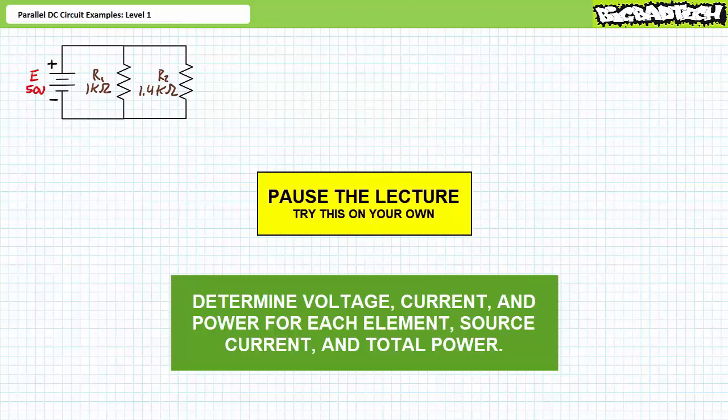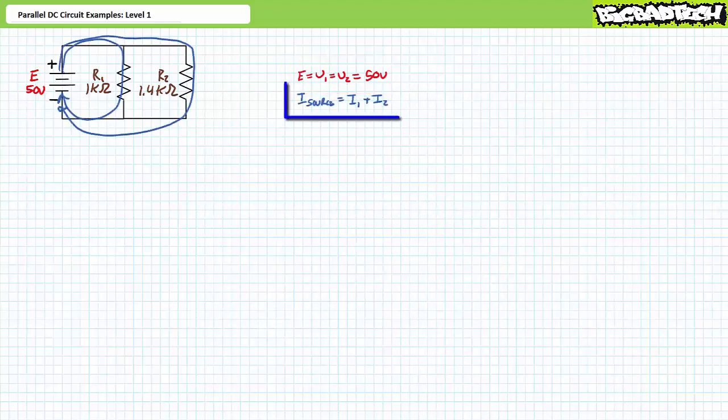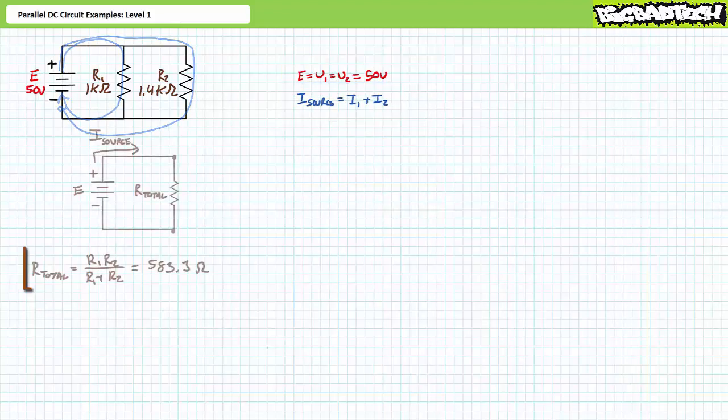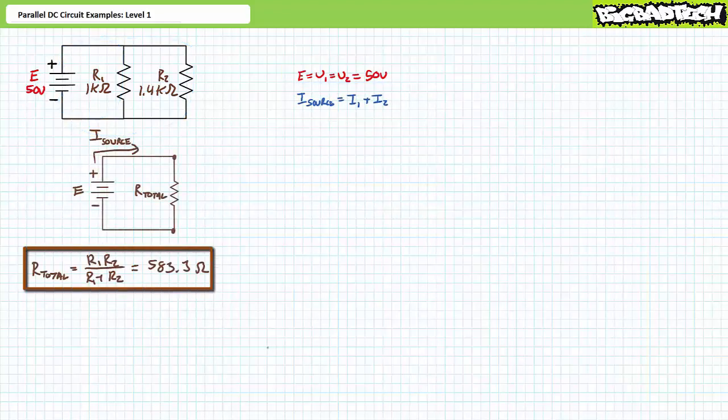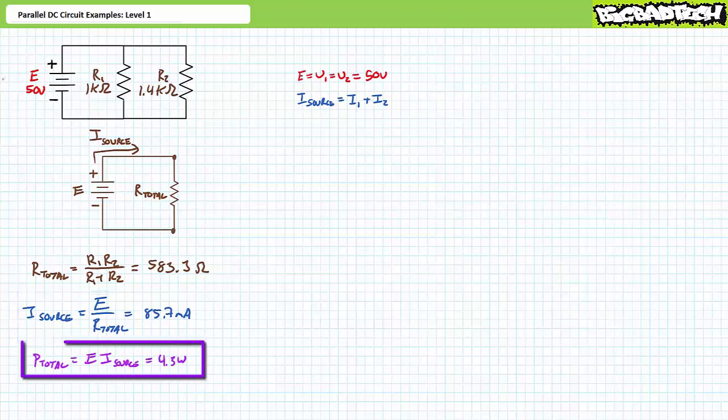Let's go about the analysis of the circuit in a different method. First, voltage across elements in parallel is the same. E equals V1, which equals V2, and they all equal 50 volts. Source current equals I1 plus I2. Let's start by combining these elements in parallel, which yields a total resistance of roughly 583.3 ohms. Using this simplification, we can solve for source current, where source current is equal to supply voltage divided by total resistance. Substituting in our given values yields 85.7 milliamperes. Total power is equal to supply voltage times source current. Substituting our given values yields a total power of 4.3 watts.